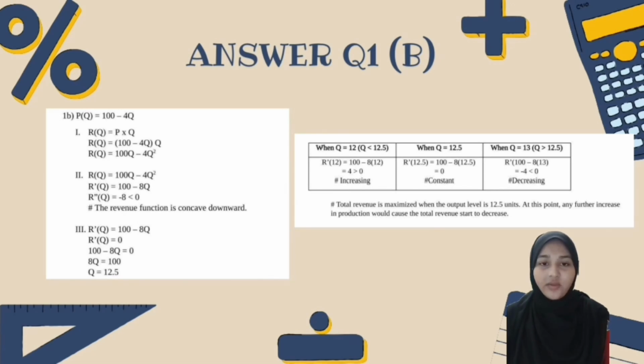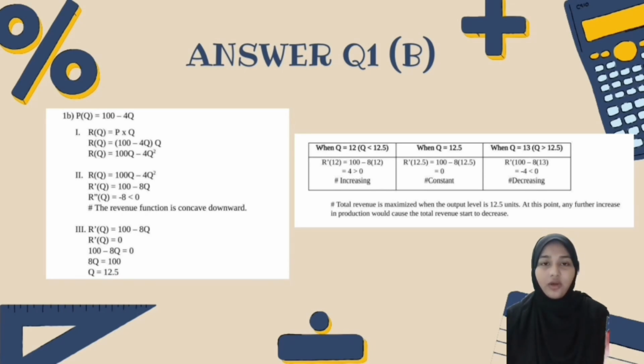For the second question, we need to determine the concavity. So R(Q) = 100Q - 4Q^2. Taking the first derivative, it becomes R'(Q) = 100 - 8Q. Then the second derivative, R''(Q) = -8. So -8 is less than 0, which means the revenue function is concave downward.